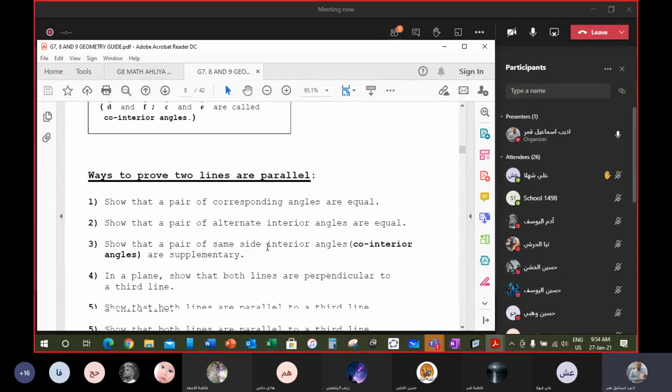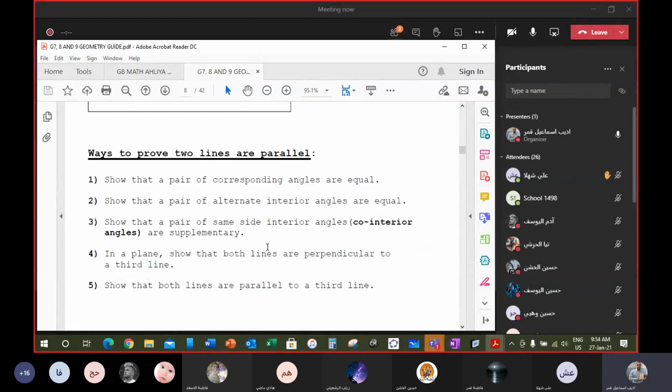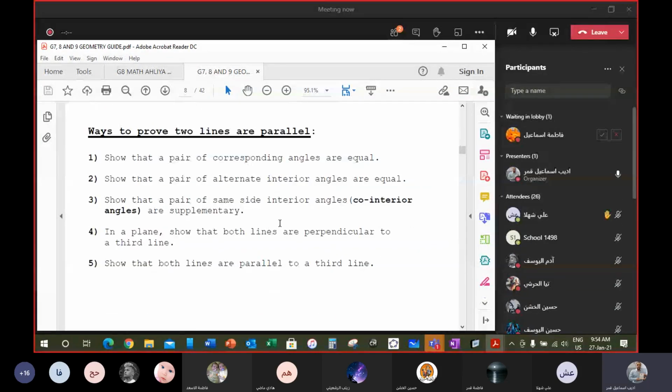Ways to prove two lines are parallel. These we will go through with the exercises. Bisector of an angle.